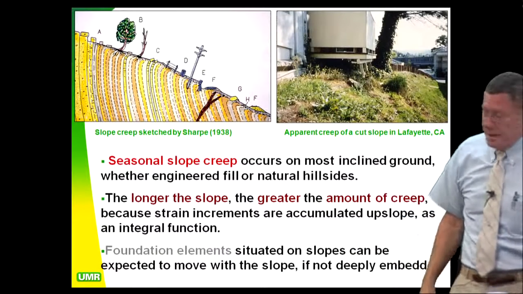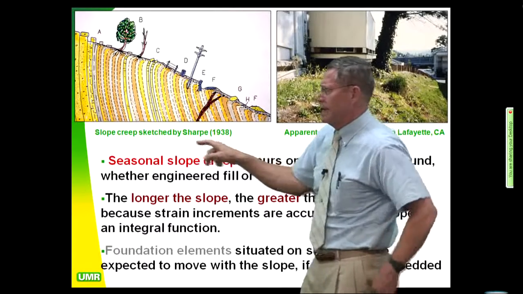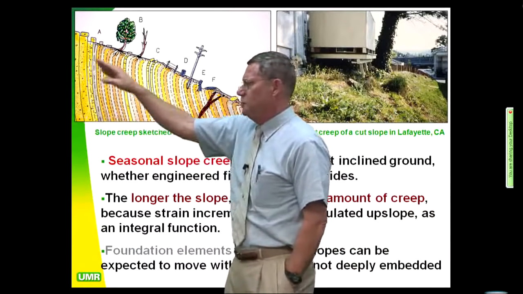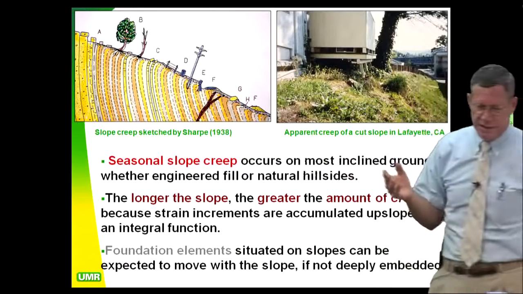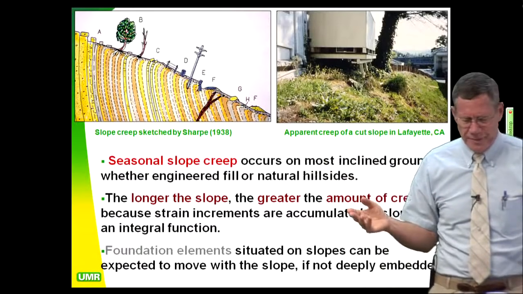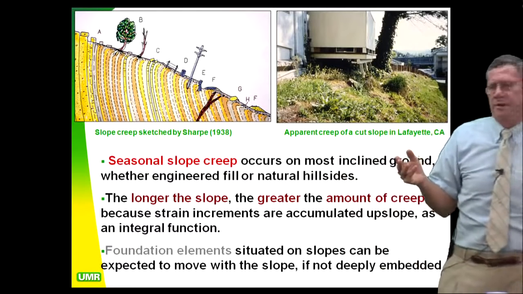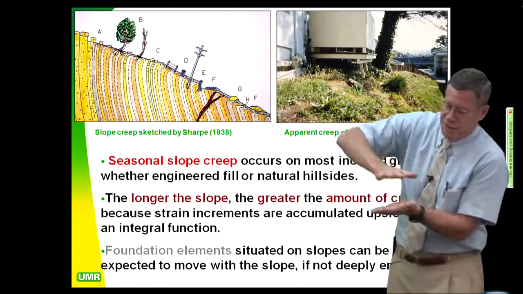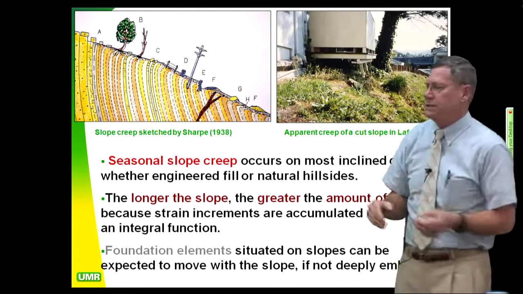Now this is from C.F.S. Sharpe's textbook back in 1938 called Landslides and Related Phenomena, and he actually talks about slope creep. Now slope creep has an engineering definition, and so I always can tell engineers from geologists. The engineering definition of creep is strain under sustained load. So if you put a sustained load on something, it's going to deform under that sustained load.